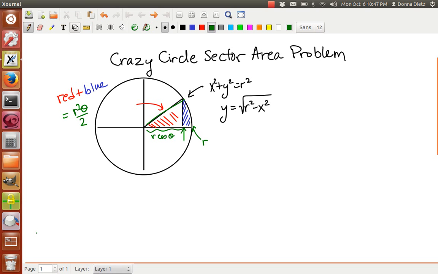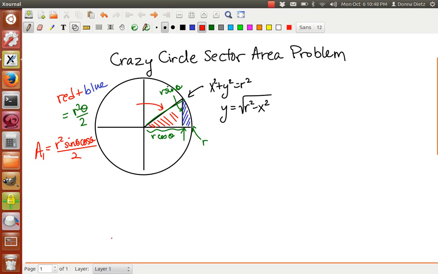Okay, so what's going to end up happening is, this part here is r sine theta. So the red area, which is area 1, is equal to 1/2 base times height. So r squared sine theta cosine theta over 2. So that's the first area.